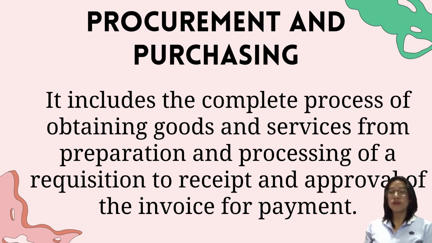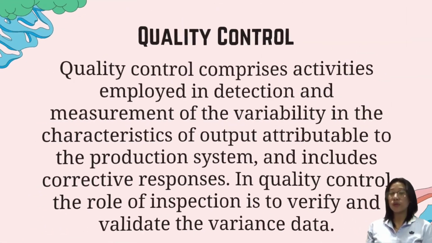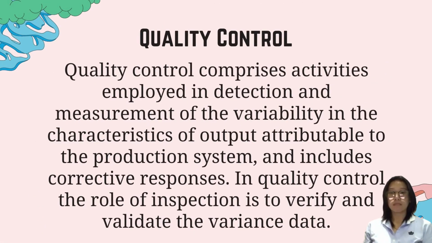Procurement and purchasing. It includes the complete process of obtaining goods and services, from preparation and processing of a requisition to receipt and approval of the invoice for payment. Quality control. Quality control comprises activities employed in detection and measurement of the variability and the characteristics of output attributable to the production system, and includes corrective responses. In quality control, the role of inspection is to verify and validate the variance data.